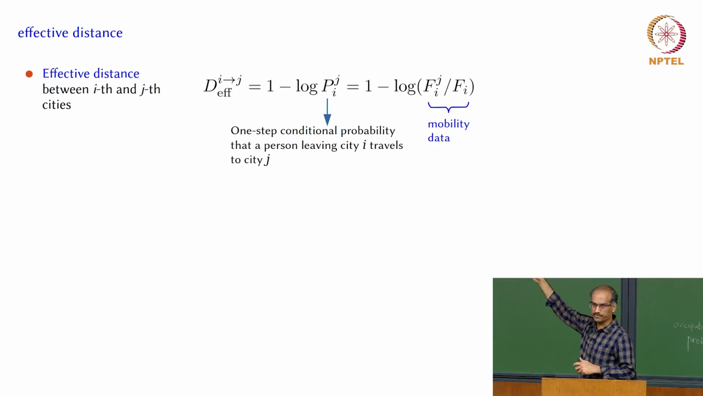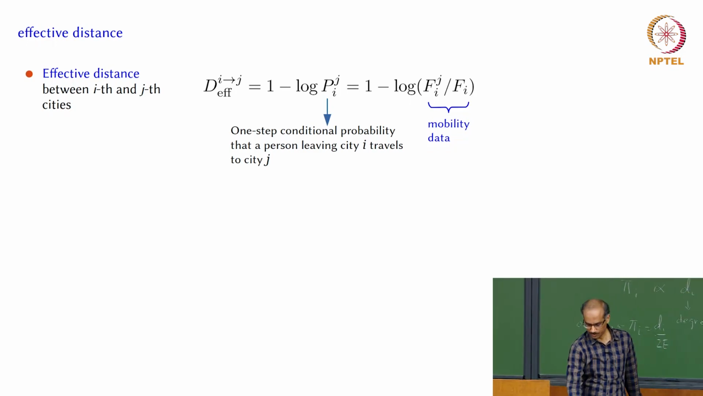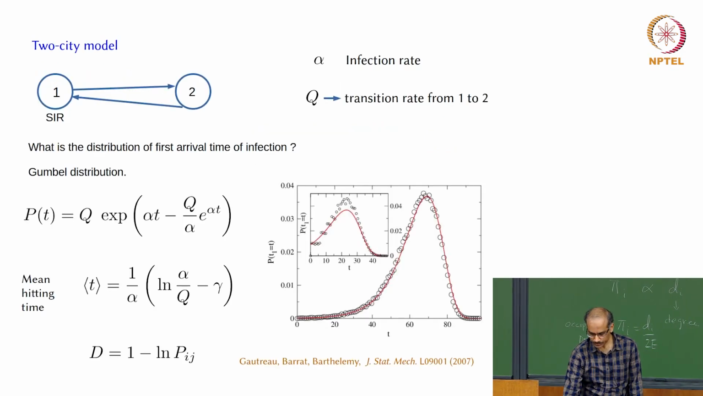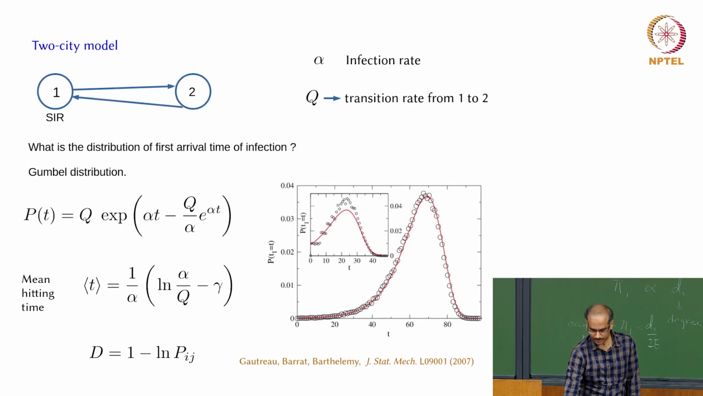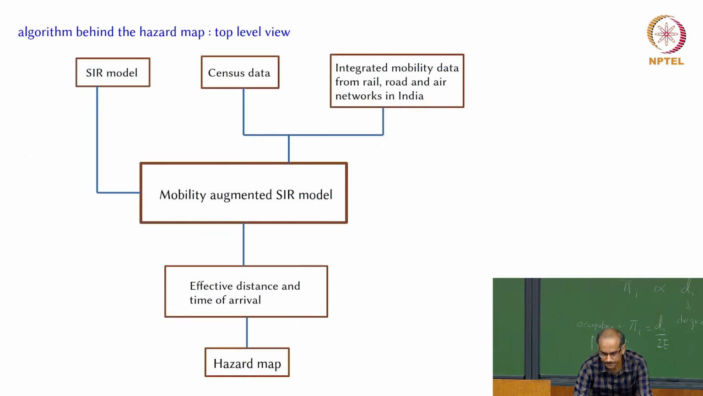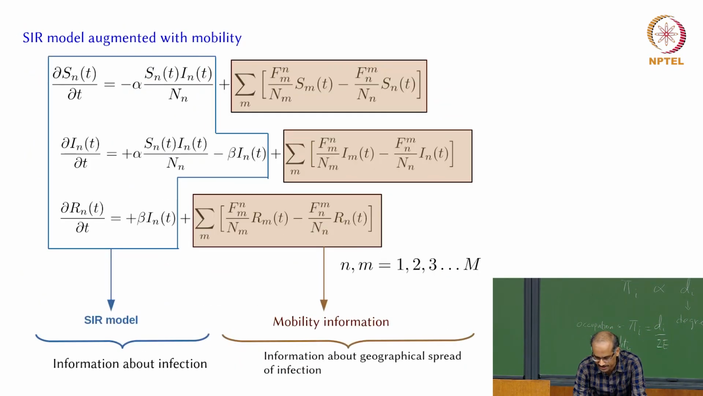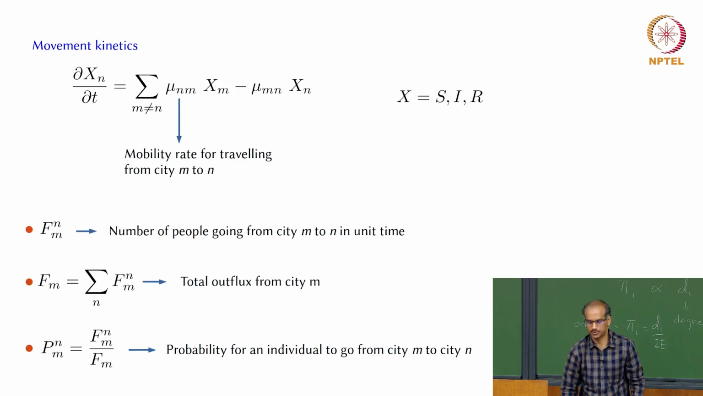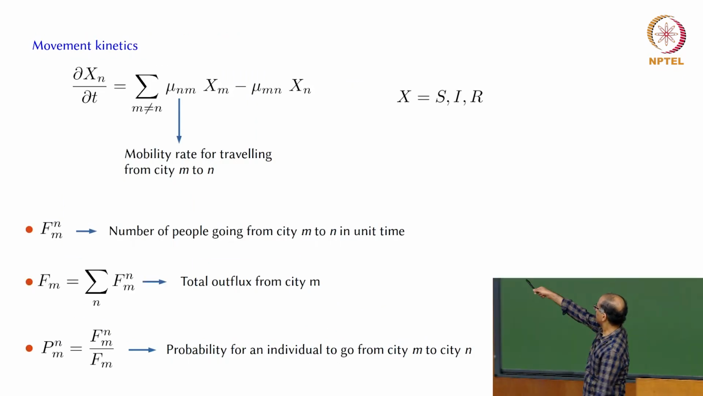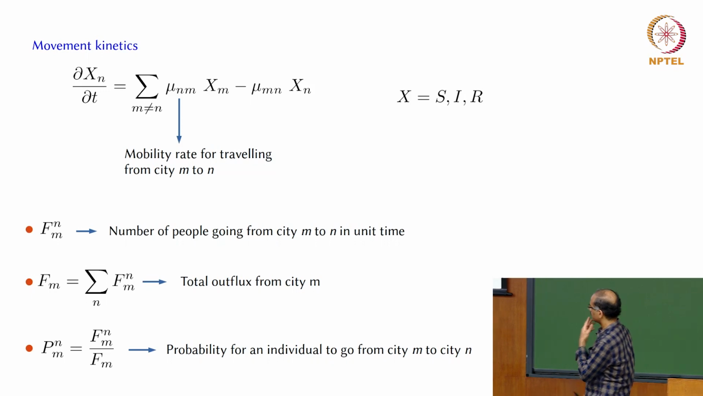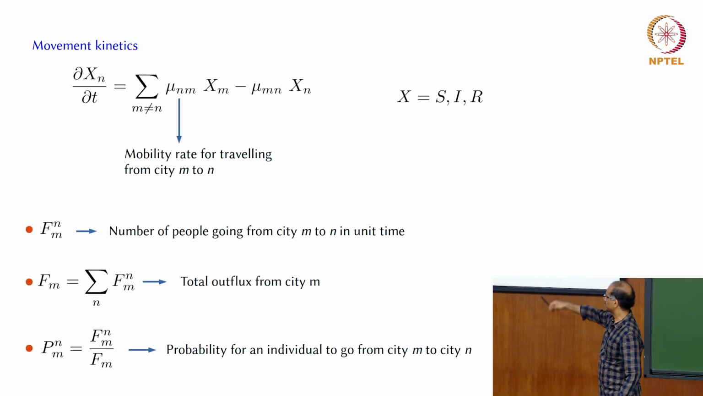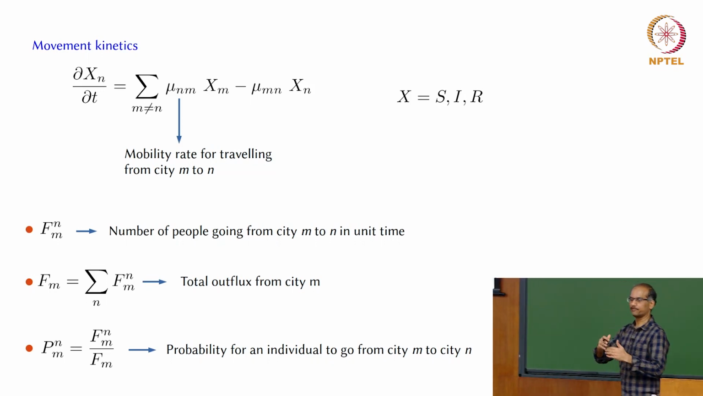so that Fi and Fij are drawn from the mobility data. Fij is the number of people going from city M to city N, and Fm is the total outflux from a city. So what you see as Pij is the fraction of people going from one city to the other.